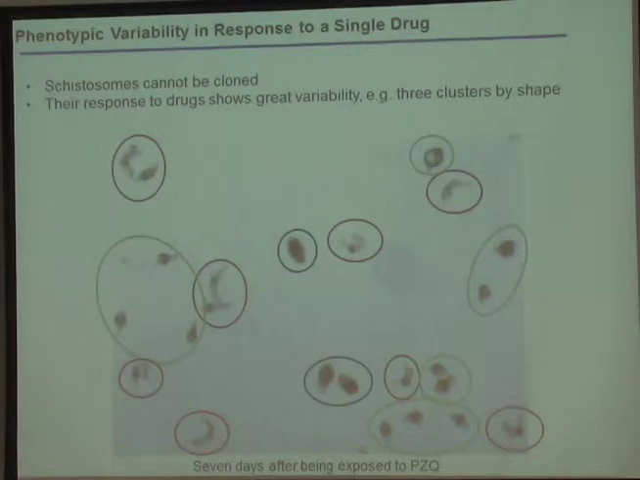So the idea is the following. Here, what you see is a group of parasites, all of them in the same environment, which have been exposed to this drug called Praziquantel. This is the gold standard drug. And as you can see, in ellipses of different colors, you can see quite different effects of this drug on the parasites. The ones in red actually look nearly unaffected.